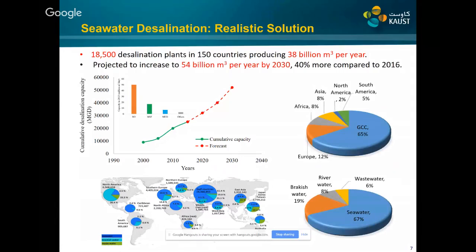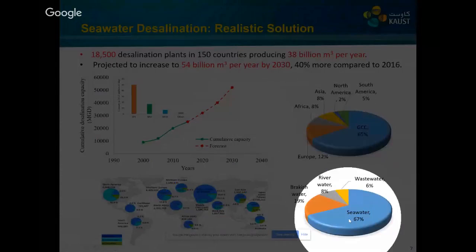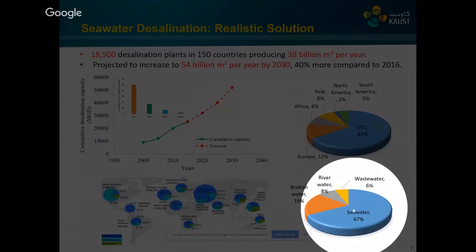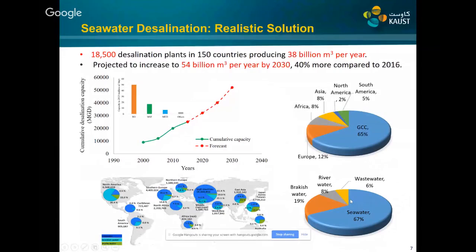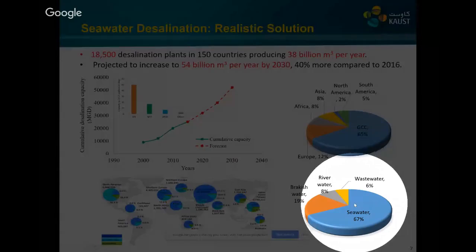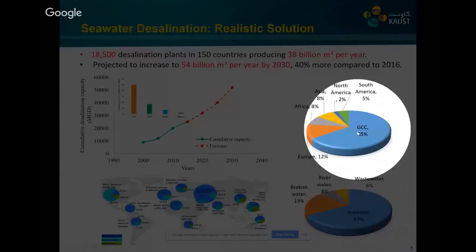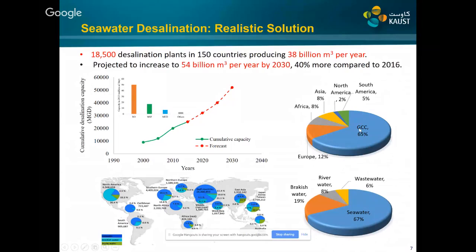In terms of feed water, over 67% of the processes are based on seawater desalination, and more than 60% of desalination capacity is installed in the GCC countries. The reason is, as I showed, that the GCC countries are highly water stressed countries compared to the other countries of the world, because of the very low rainfall, almost no rainfall.